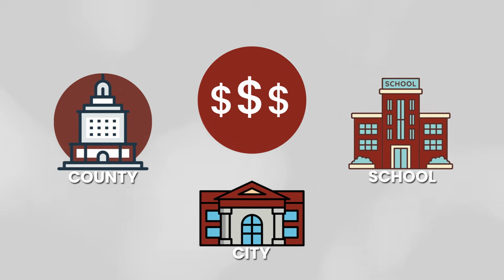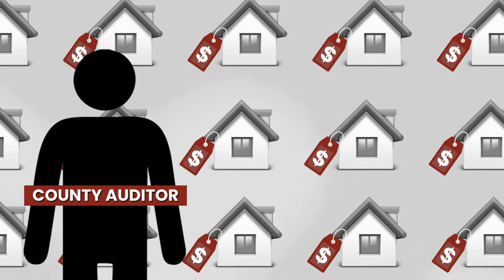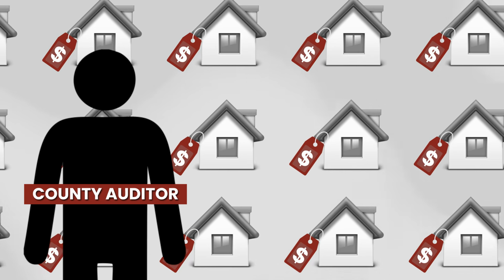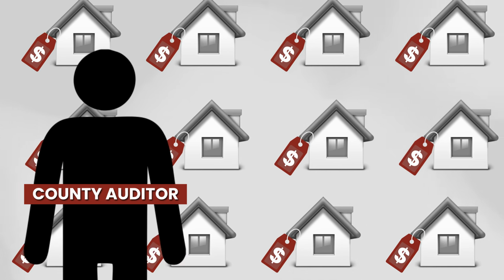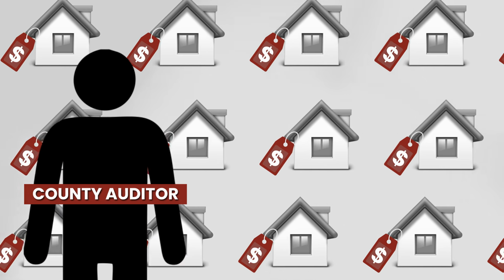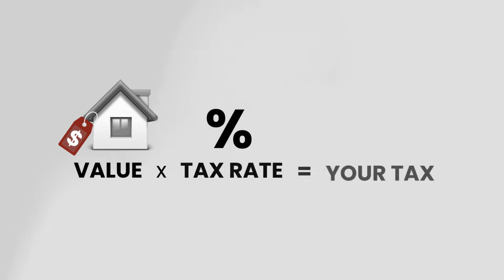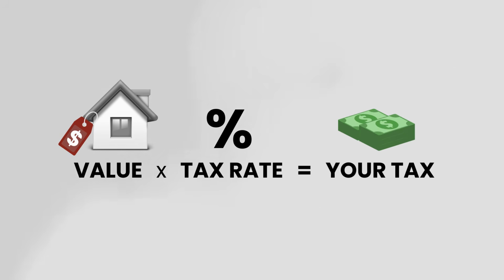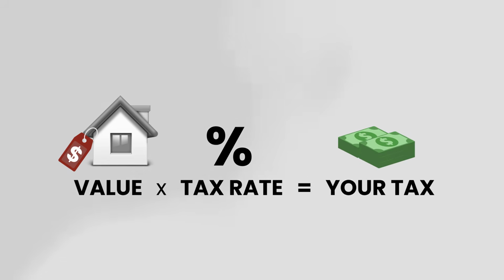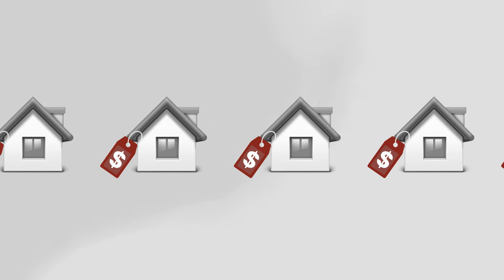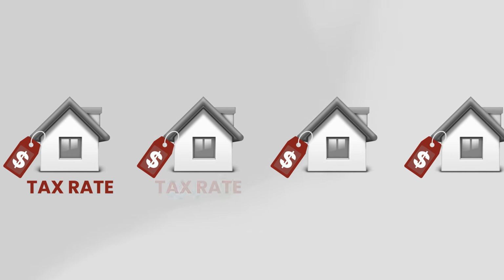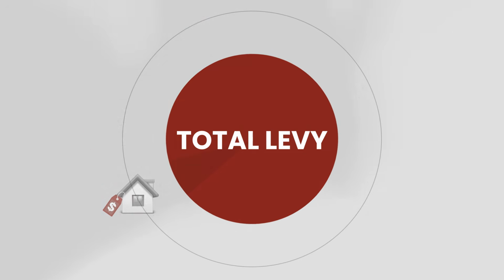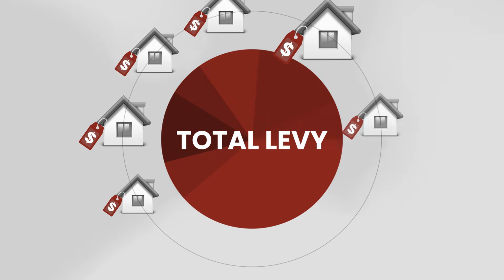Now, to figure out how much each property should pay, the county auditor looks at the total value of all the properties combined. Using that, they calculate a tax rate, kind of like dividing the bill based on property value. Once that rate is set, it's applied to your property's value to determine your share of the bill. So the more valuable your property is, the bigger your slice of the levy pie.